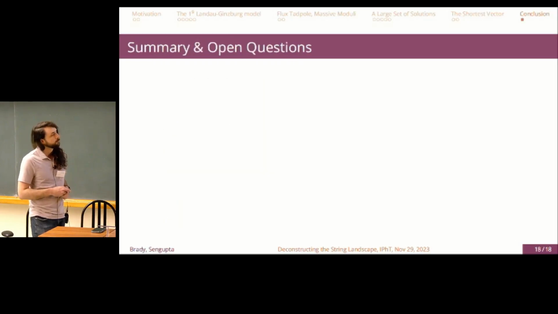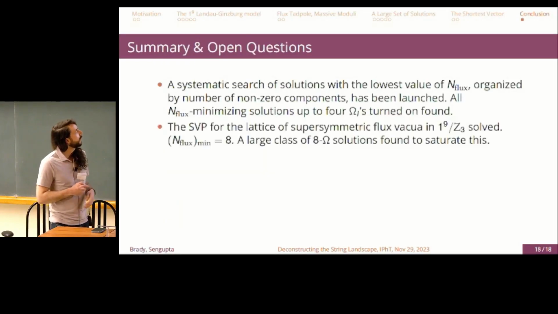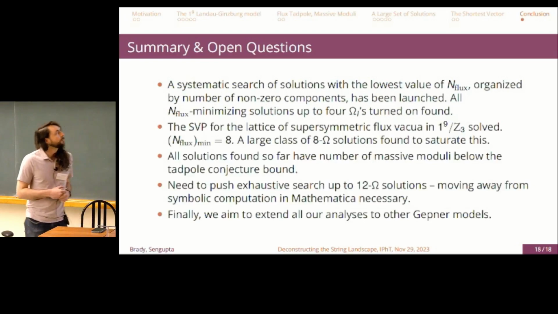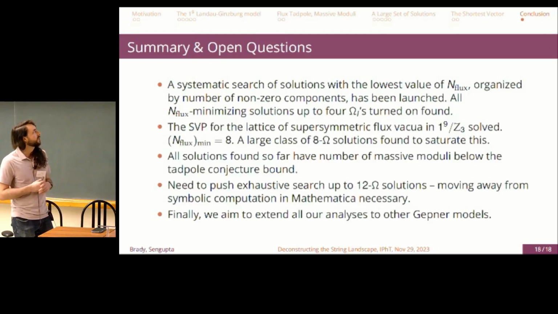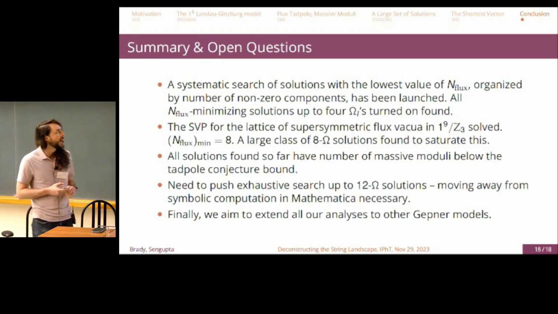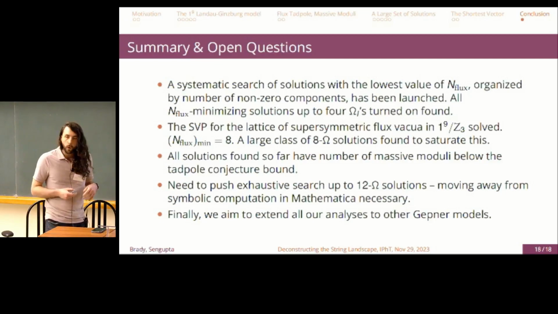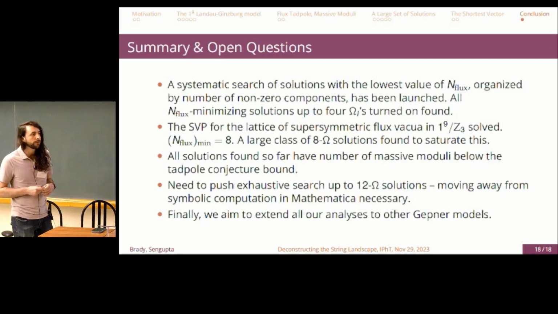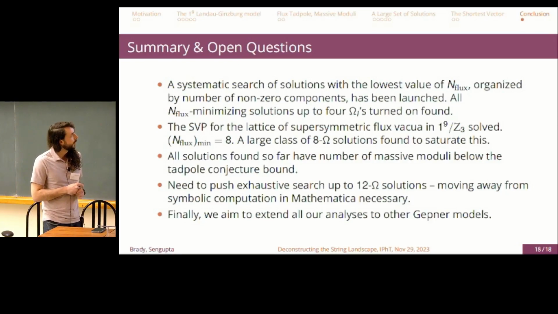Okay, so let me summarize what we did. We initiated a systematic search for solutions with the lowest value of n flux, and we organized them by the number of flux omegas that are turned on, order by order, and performed an exhaustive search up to 7 omegas turned on.